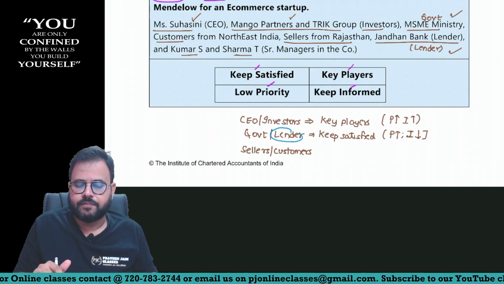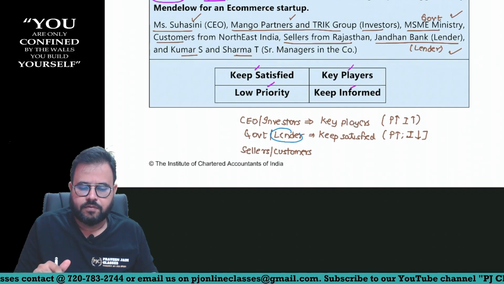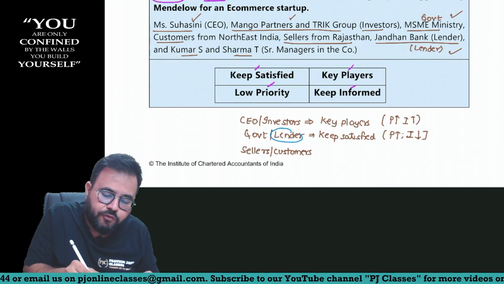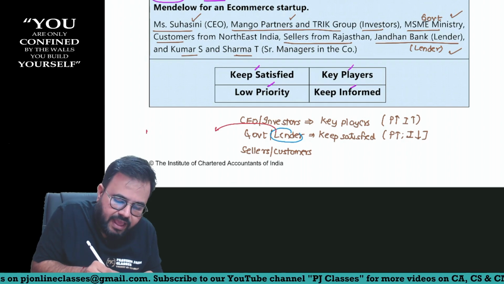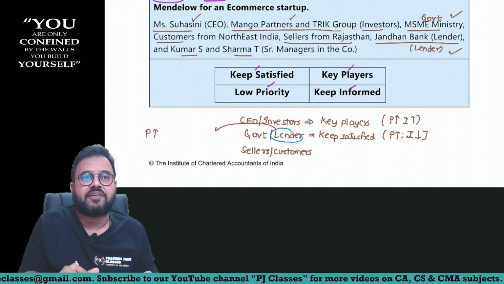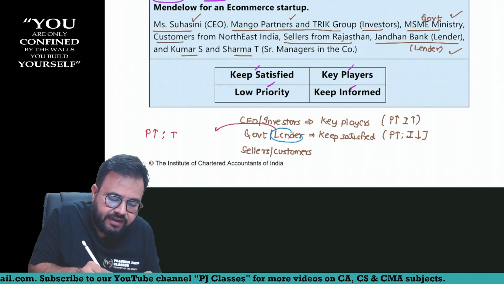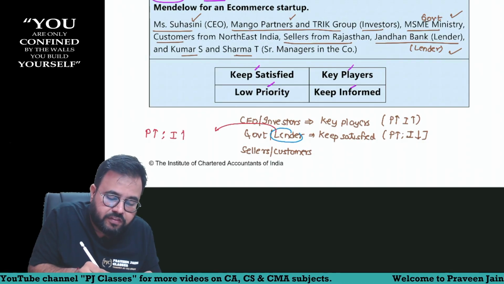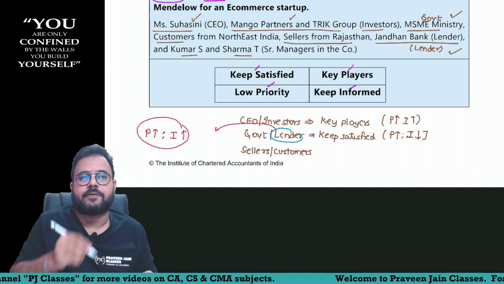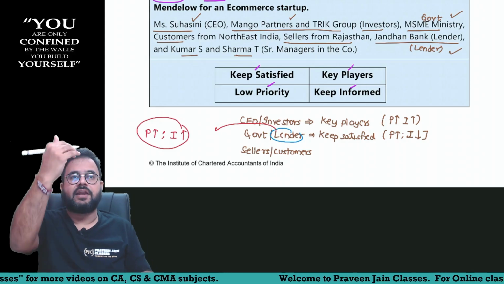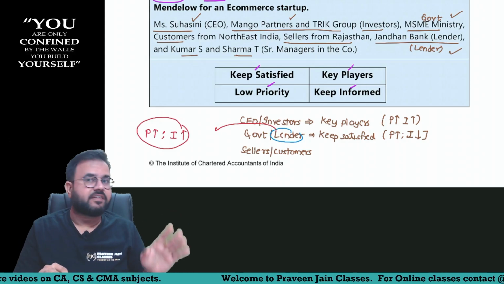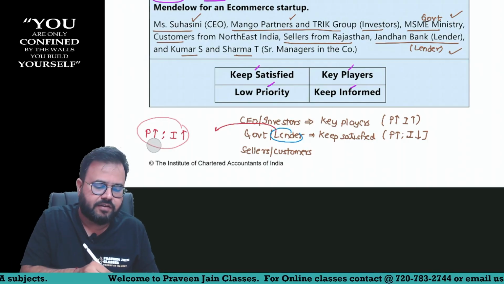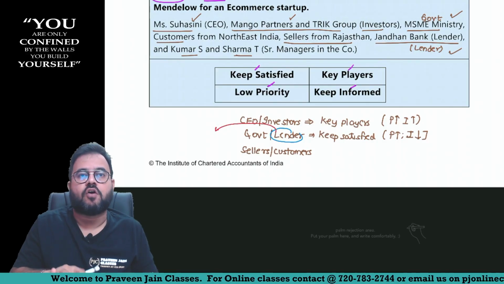Are you understanding? Because if you say lender, now tell me, does the lender have high power? The answer is yes, the lender has high power, sir. Does the lender have high interest? Raja, does the lender have high interest? If you say yes for this also, then he will come under key player. He will come under key player, sir. That means every decision we have to take by keeping him in mind, sir. So that's the reason I said the better answer would be the keep satisfied quadrant, sir.